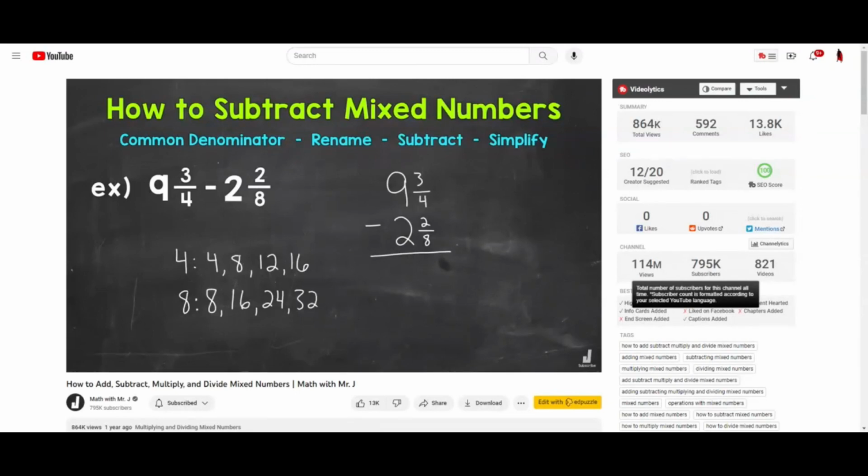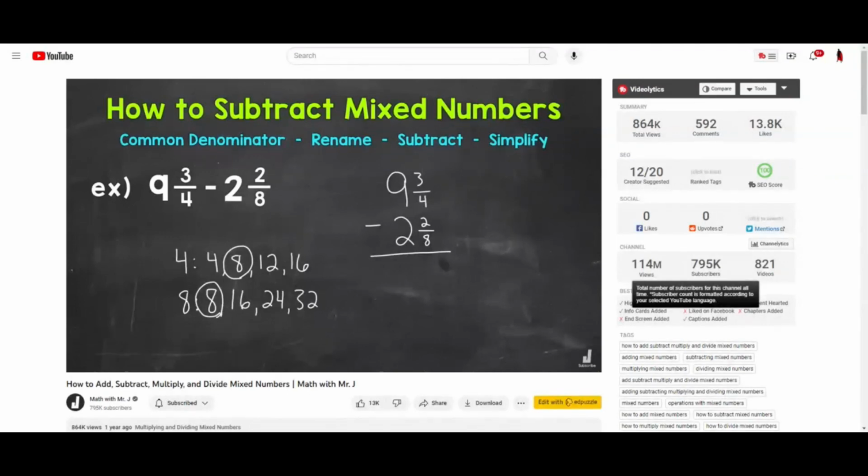Once we have that, we can look for the least common multiple, which is going to be the smallest number in value that they share, which is going to be 8. So 8 is going to be our least common denominator. Now that we have the common denominator that we're going to use, we can rename the fractional part of these mixed numbers with that common denominator of 8.